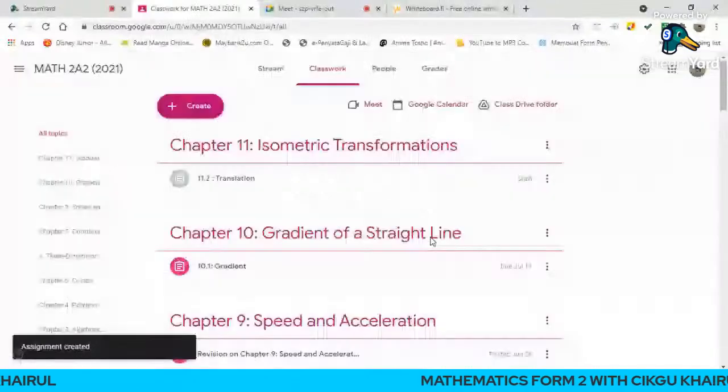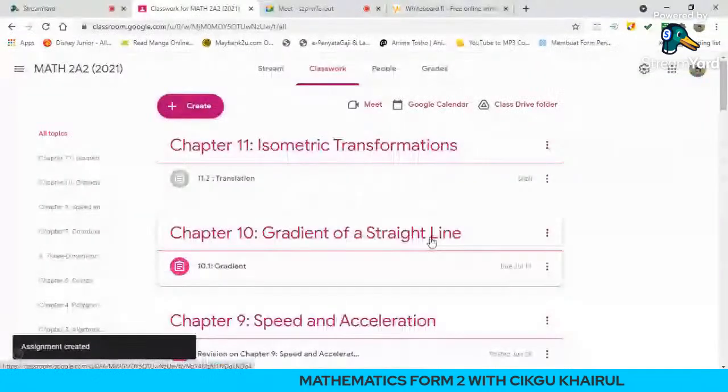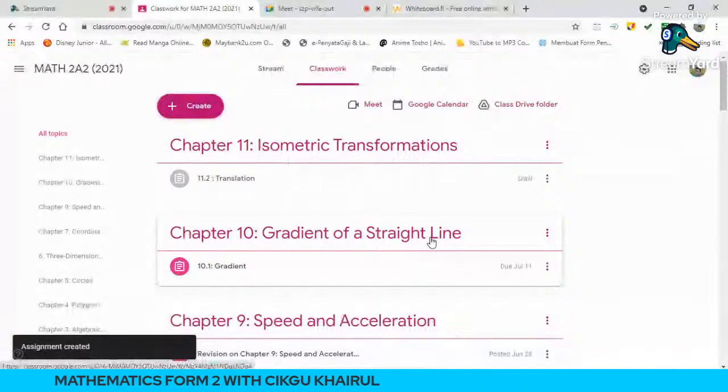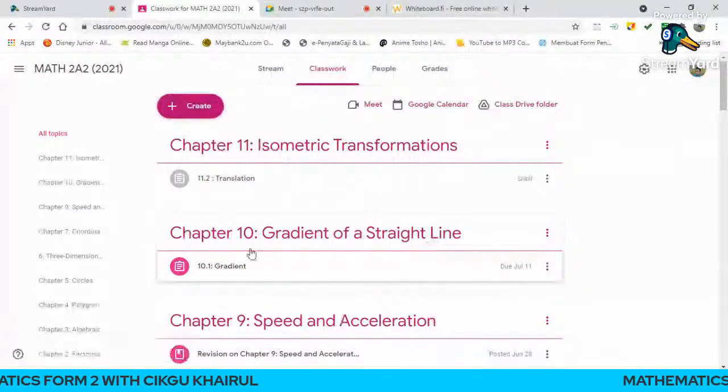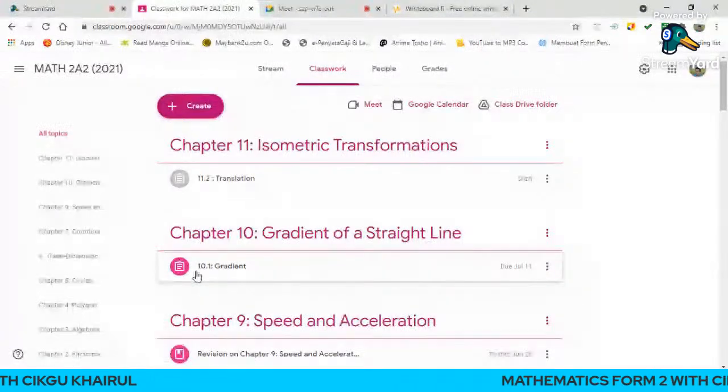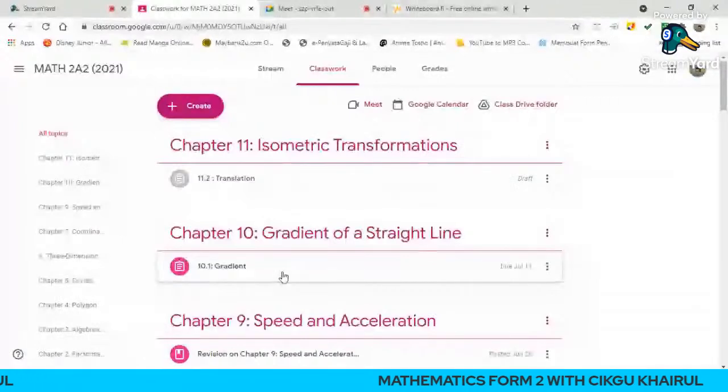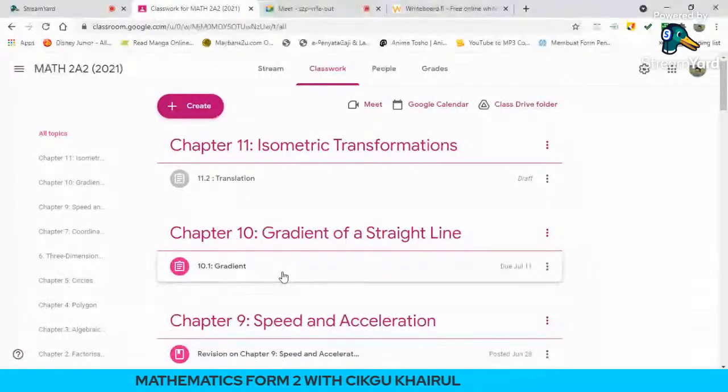After this, you can open your Google Classroom and then open the quiz here in Google Form, 10.1 gradient, and try to answer the question. After that, copy the question and write the solutions in your Maths 2 exercise book.